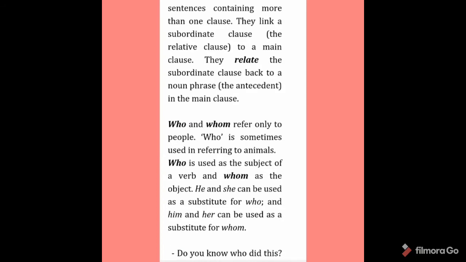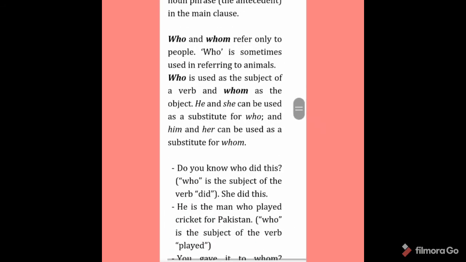Who and whom refer only to people. Who is sometimes used in referring to animals. Who is used as the subject of a verb and whom as the object. He and she can be used as a substitute for who, and him and her can be used as a substitute for whom. For example, do you know who did this? Here, who is the subject of the verb did. Someone did this. So I am asking you, who did this? That's why who is the subject of the verb did.